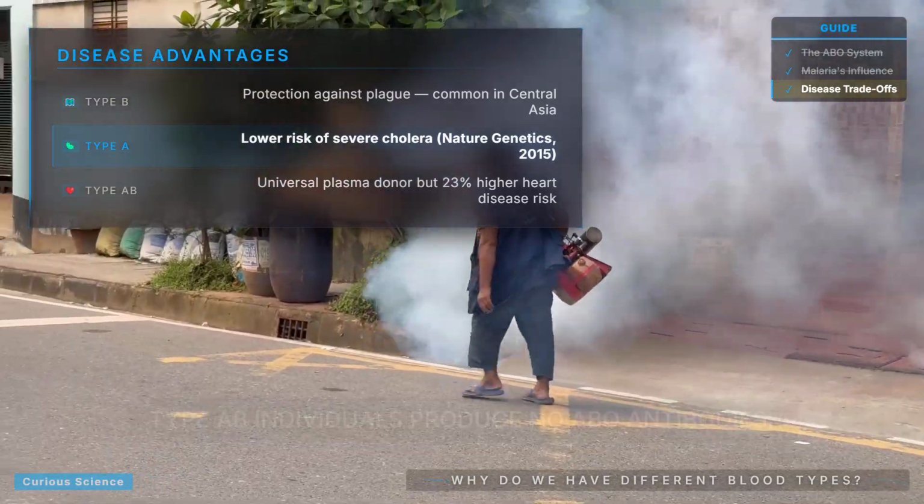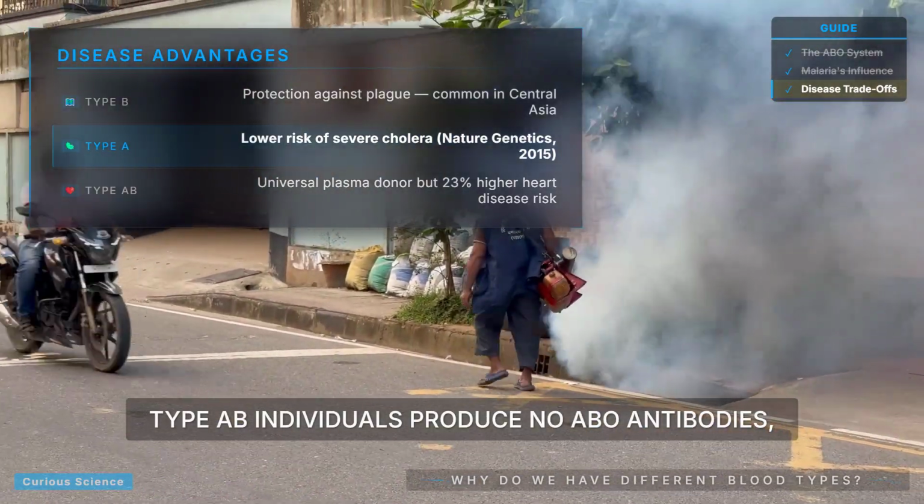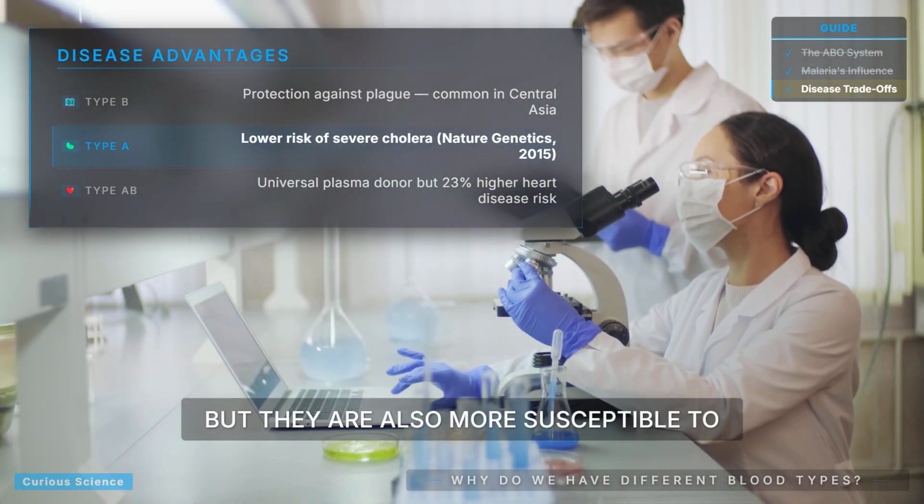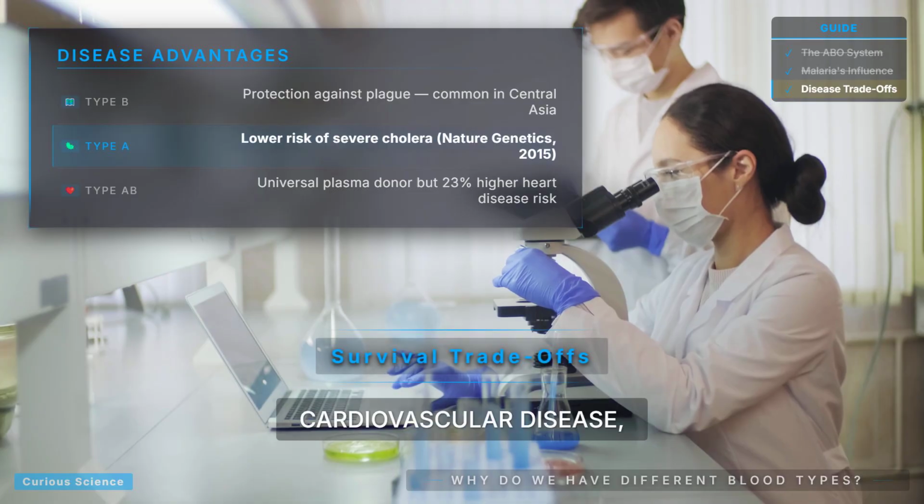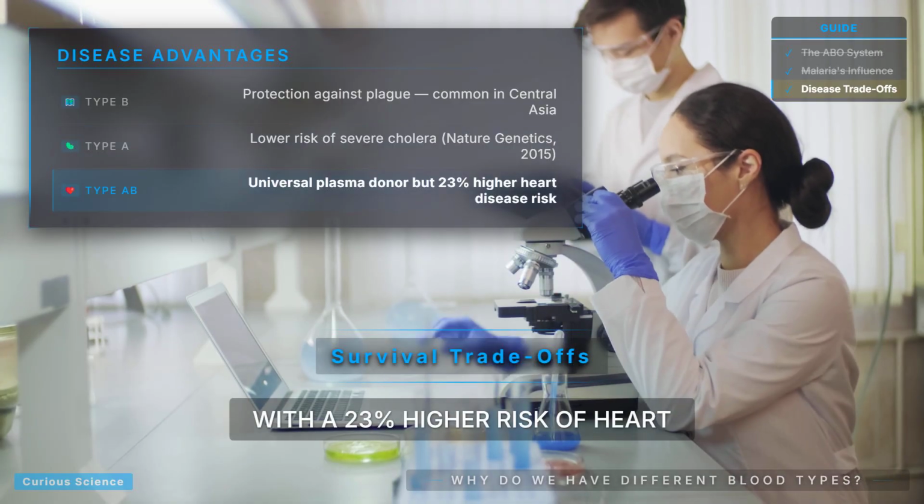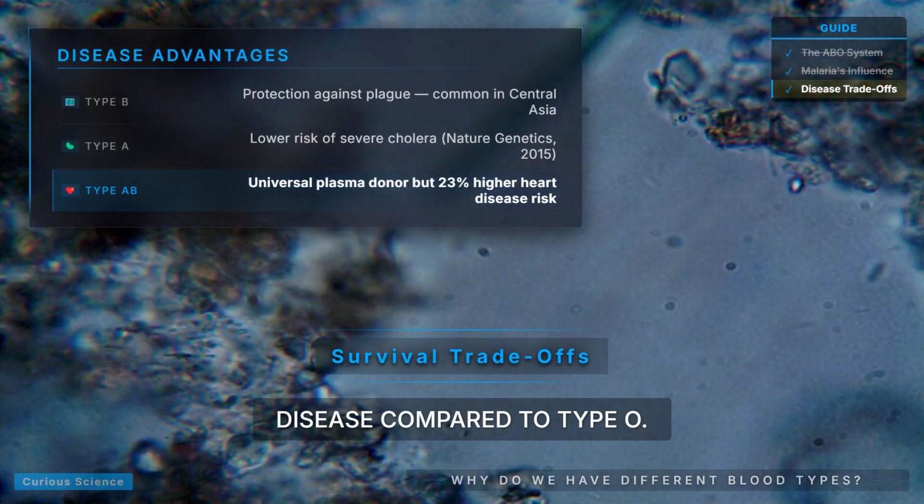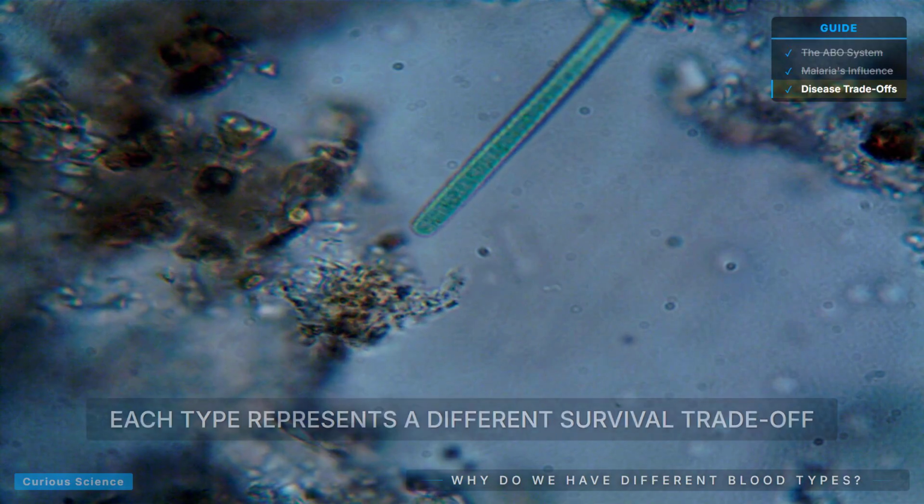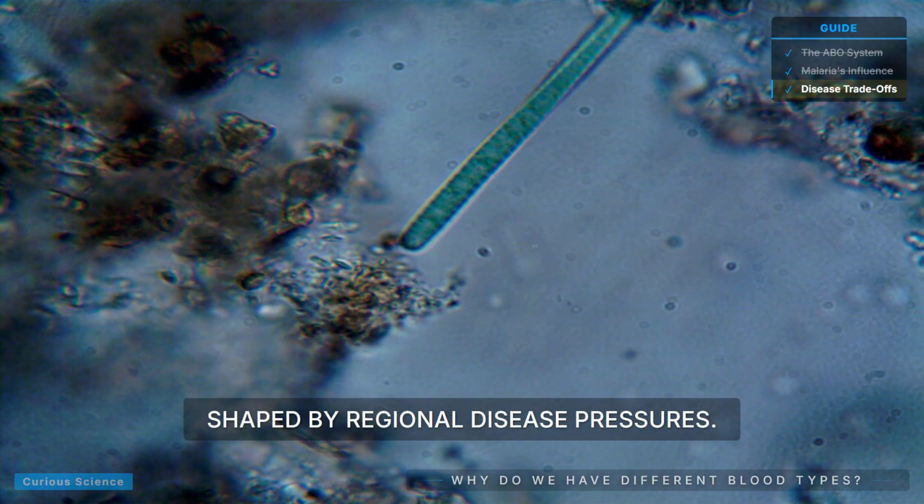Type AB individuals produce no ABO antibodies, making them universal plasma donors. But they are also more susceptible to cardiovascular disease, with a 23% higher risk of heart disease compared to type O. Each type represents a different survival trade-off shaped by regional disease pressures.